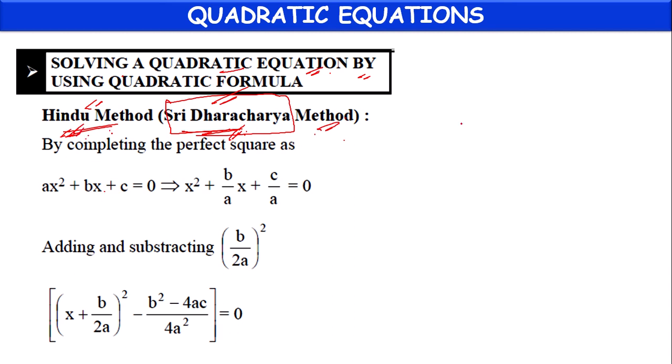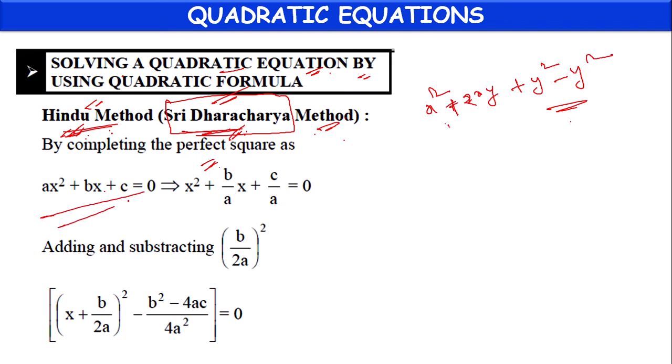So in our earlier method, using completing square method, we have learned that suppose if we have x square plus 2xy, then we have to add plus y square minus y square on both sides. Like that, this concept we have learned. Suppose if we have the quadratic equation ax square plus bx plus c equal to 0, this is to be written in the form of x square plus 2xy.